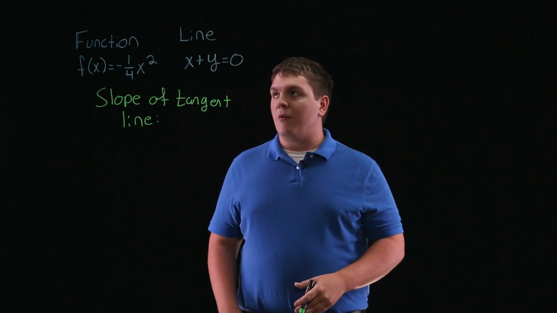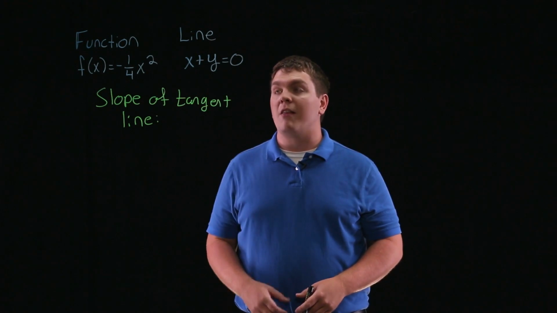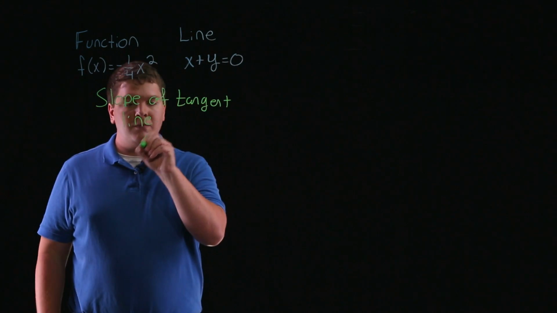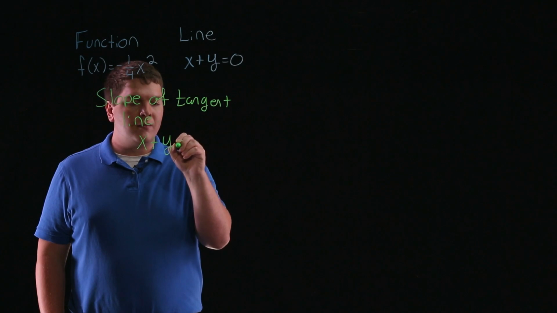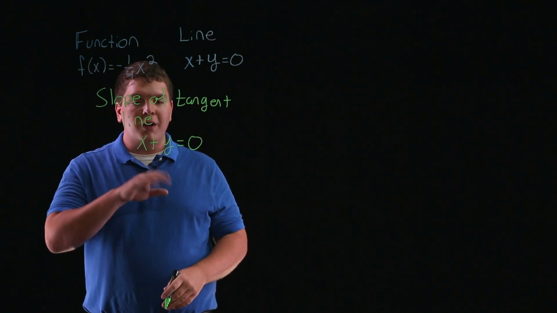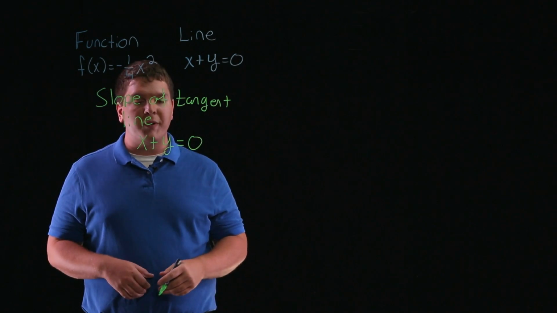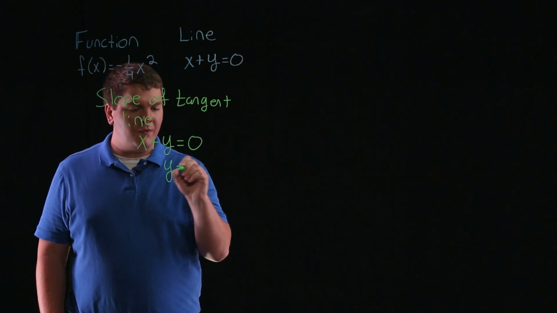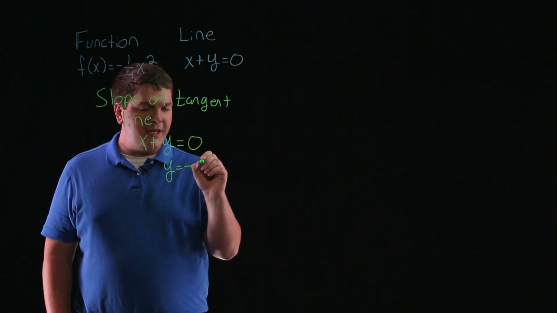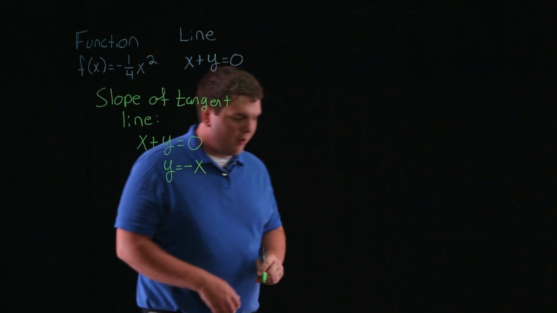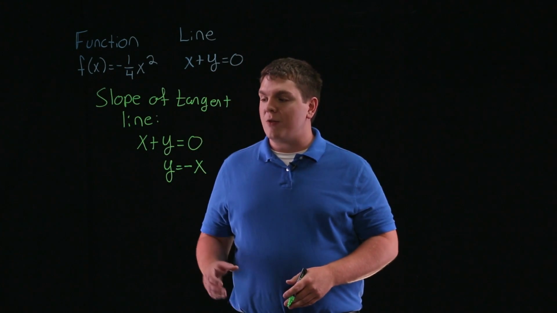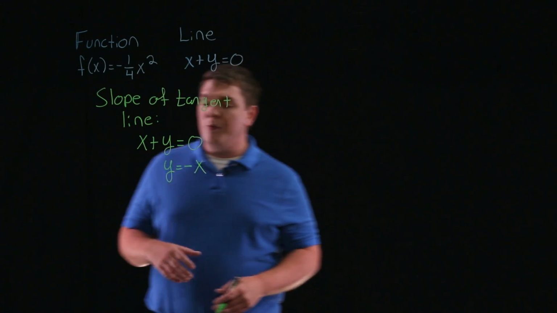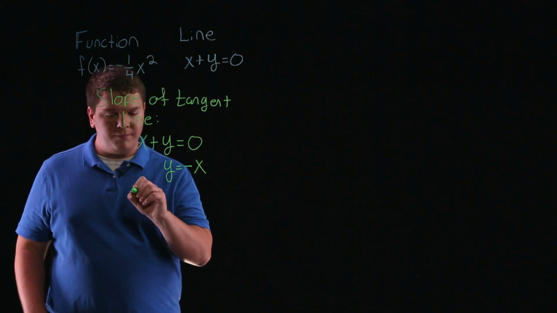So we know the line that we're looking for should be parallel to the line x plus y equals 0. So let's start there. We can rewrite the equation of this line in slope-intercept form by subtracting x from both sides of the equation. So we have y is equal to negative x. Now if we're looking for a line which is parallel to the line y equals negative x, we know that the slope should be negative 1.